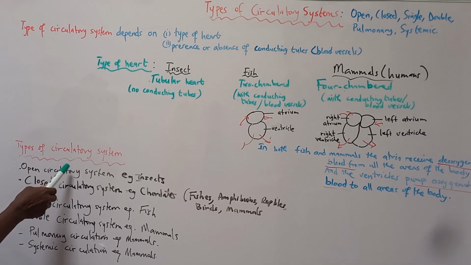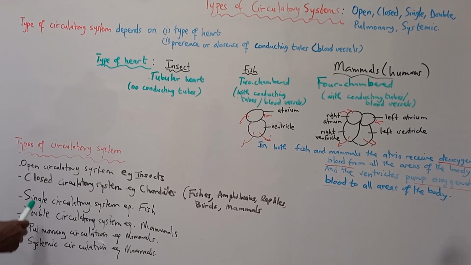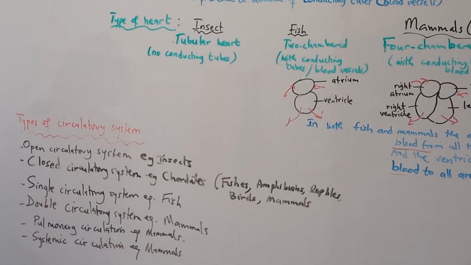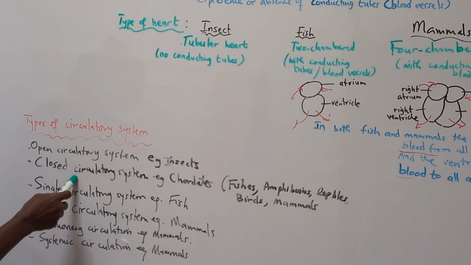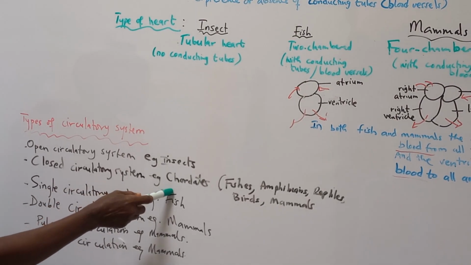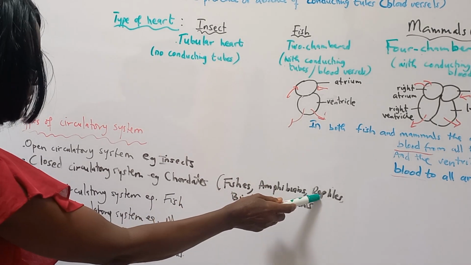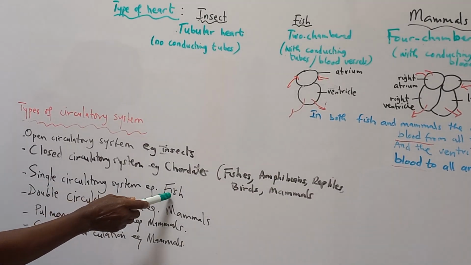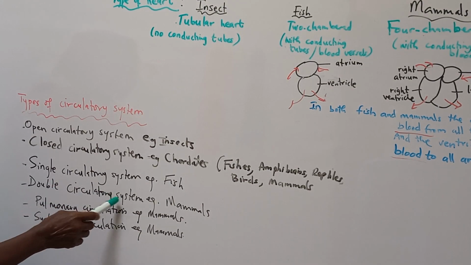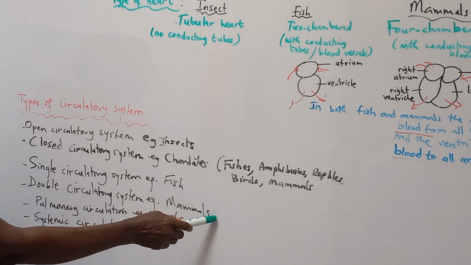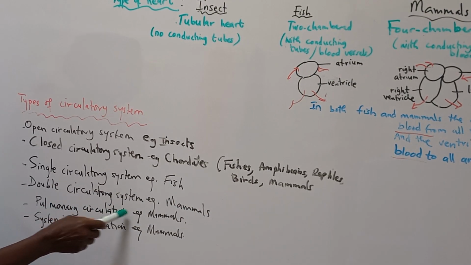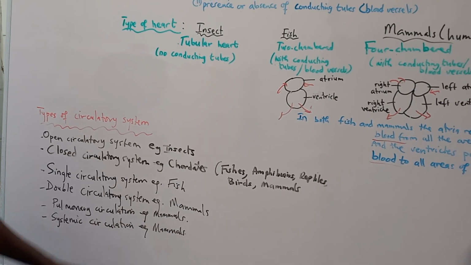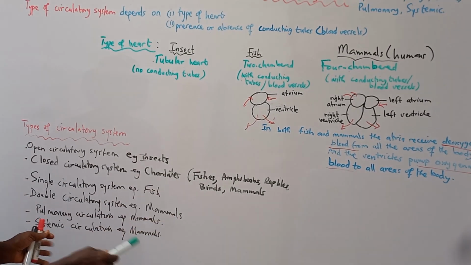Now, the types of circulatory systems, we have open circulatory system, which we are going to explain, found in insects. We have closed circulatory system in chordates: fishes, amphibians, reptiles, birds, mammals. You have single circulatory system like in a fish. You have double circulatory system in mammals like humans. You have pulmonary circulation in mammals, systemic circulation in mammals. We want to explain all these terms very well.